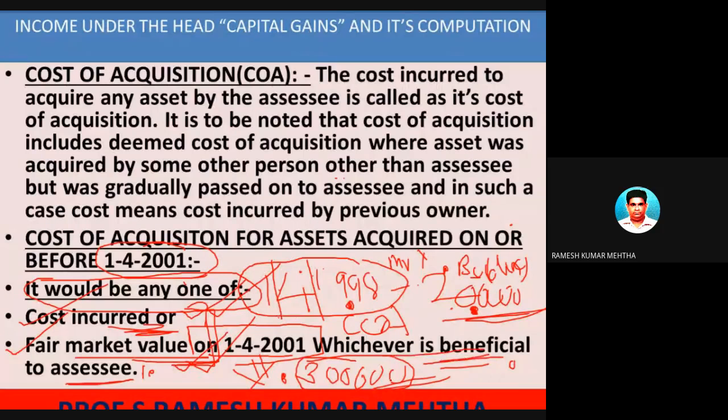So 2 lakhs and 3 lakhs. To the assessee, this will be beneficial because the amount of cost has increased, and hence the capital gain will decrease surely, and the tax liability as far as long-term capital gain tax will also reduce dramatically. So this is very, very important. This point is very, very important. Hope you have understood it.